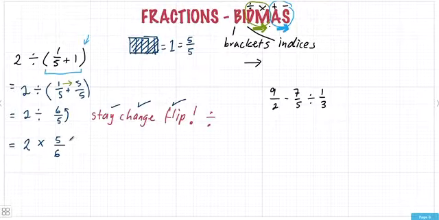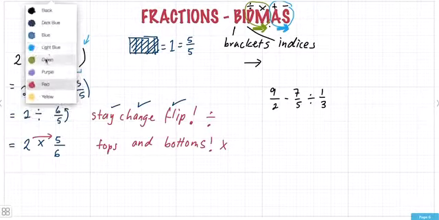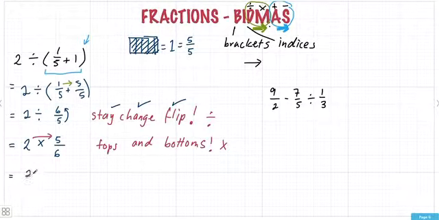Now we have multiplying. Now with multiplying, we always have to multiply the tops together with the bottoms of the fraction. I always say tops and bottoms. Tops and bottoms, that's when you're multiplying. You can see here that we've actually got a top, 2 and a 5. We don't seem to have a bottom here. What we know is that every whole number can be written as over 1. So this is 2 over 1 times 5 over 6. Now we've got tops and bottoms and we can actually multiply them together. So 2 times 5 is 10 and 1 times 6 is 6.